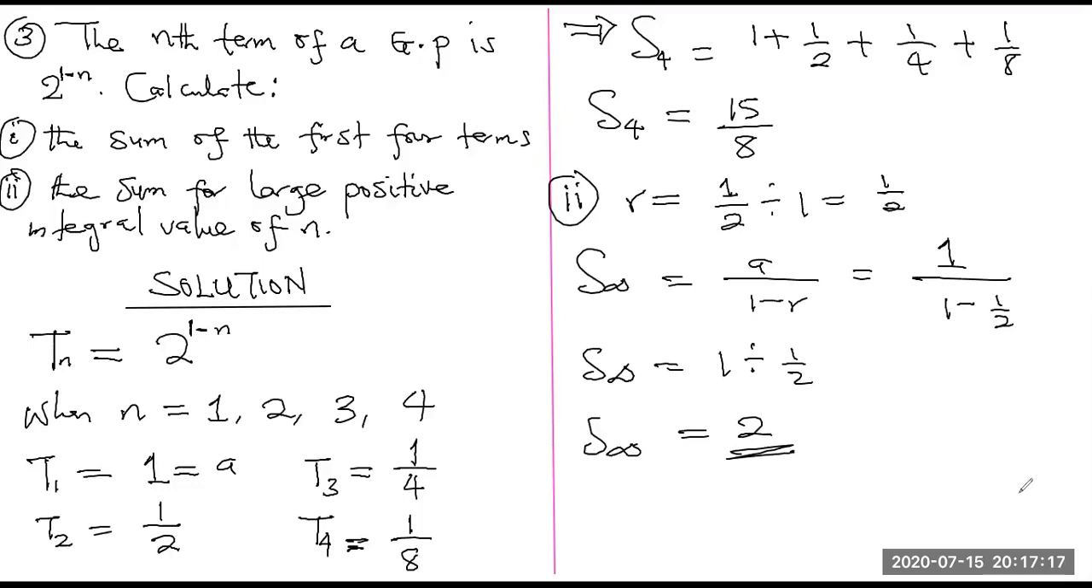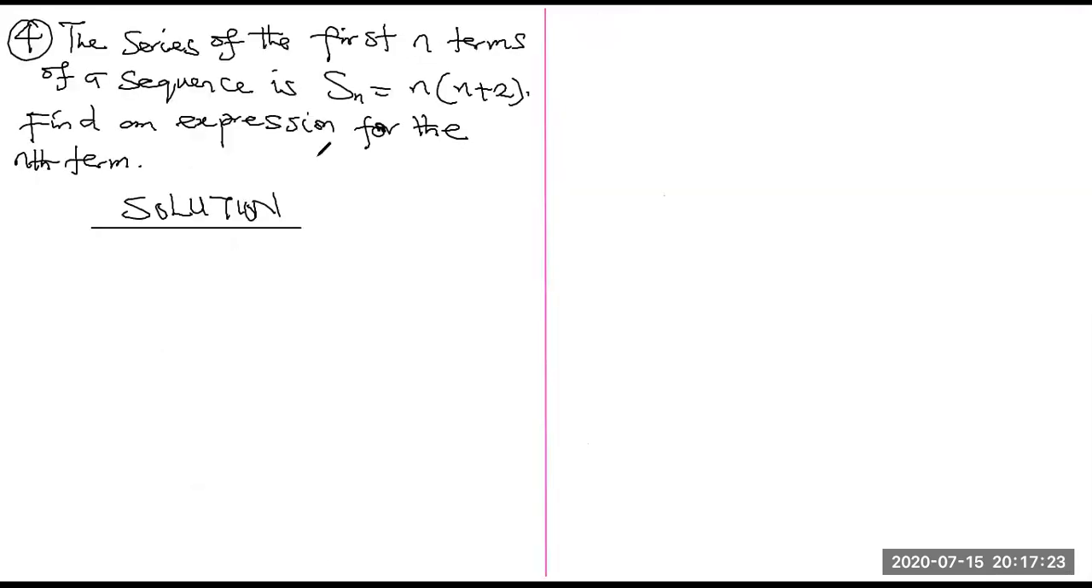All right, thank you. Next question, question 4. We are told that the series of the first n terms of a sequence. What is series? Series has to do with sum. All right, the sum of the first n terms of a sequence is Sn, this, and find an expression for the nth term. Find an expression for the nth term.